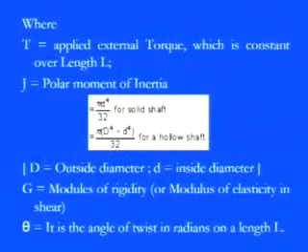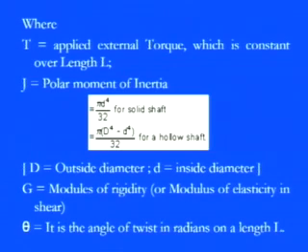Now in this particular condition, T is the applied external torque, which is constant over the length L. This was the biggest assumption: whatever the torque application is, it has to be uniform, and it doesn't vary with time. So this is a so-called static torque. J is the polar moment of inertia, and for a solid shaft, as we have already discussed, it is based on the area, so it is pi d to the power 4 by 32.